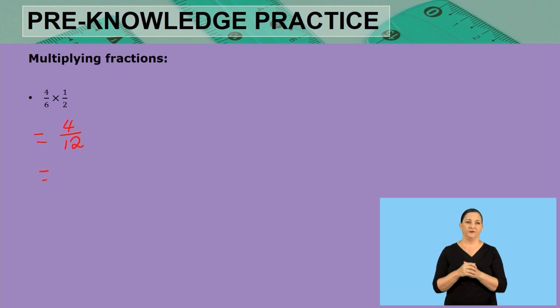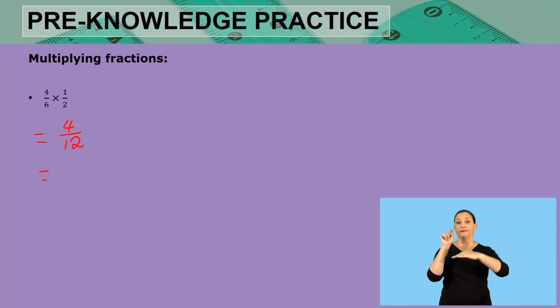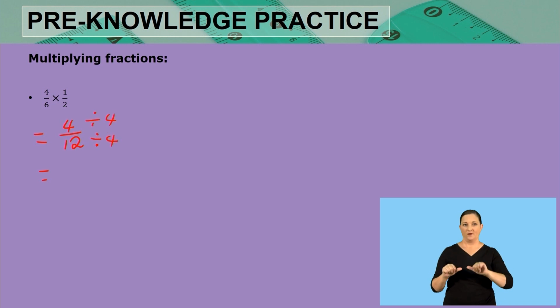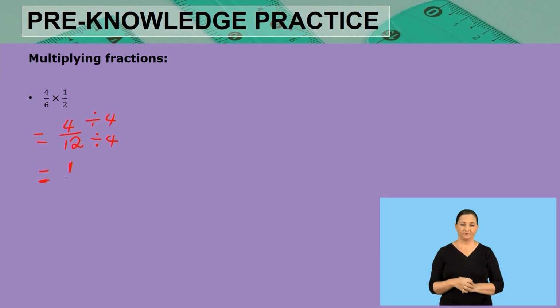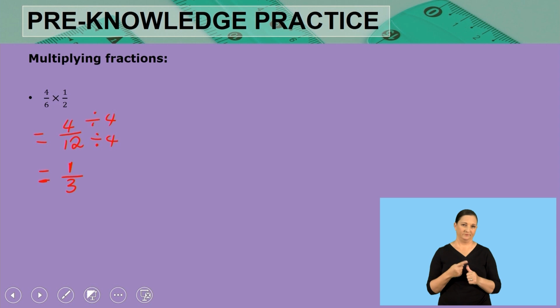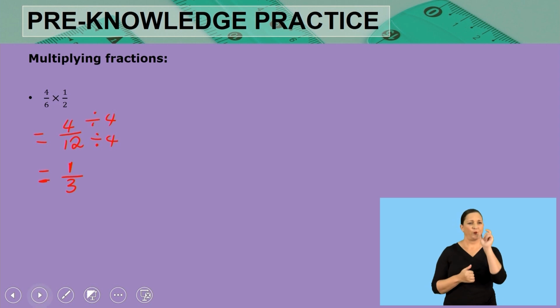Remember, we need to simplify every fraction into its simplest form. And we do that by finding the highest common factor. And the highest common factor between 4 and 12 is 4. So we are going to divide the numerator by 4 and divide the denominator by 4. That is going to give us an answer of 1/3. And that is going to be the final answer.